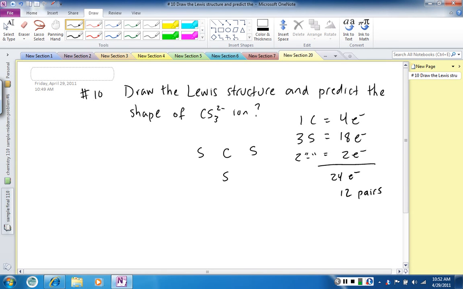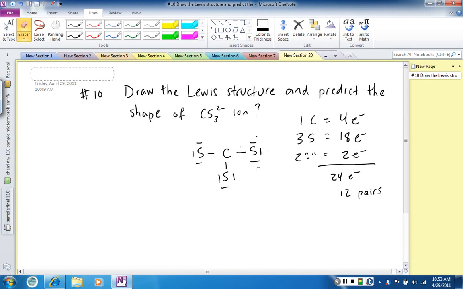First step is draw your single bonds to each sulfur. Then let's fill out the octet on the outer atoms and see where we're at as far as total electrons. We need 24. We have 2, 4, 6, 8, 10, 12, 14, 16, 18, 20, 22, 24. So we have the total number of electrons that we need to have for this structure.